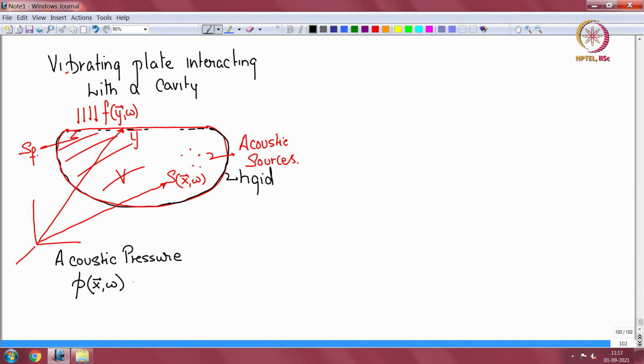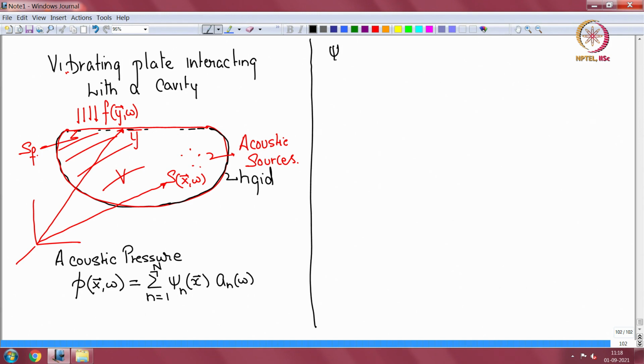Okay. So, that is equal to summation of n equal to 1 to capital N psi_n of x a_n of omega. These psi_n's are uncoupled acoustic mode shapes.